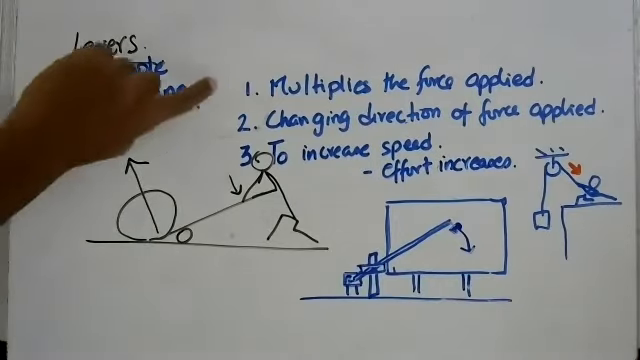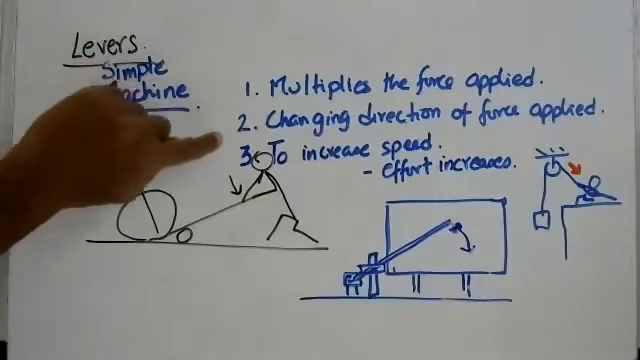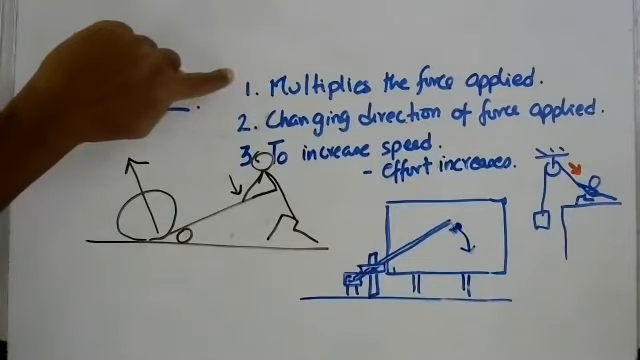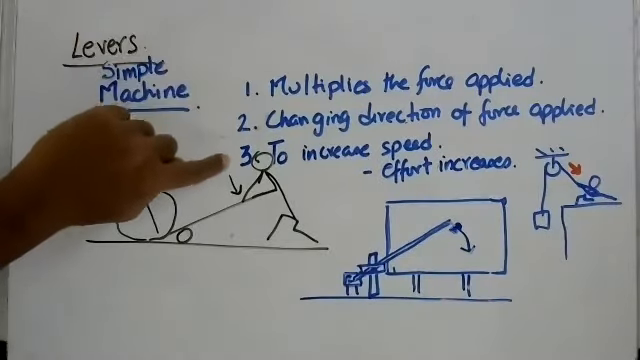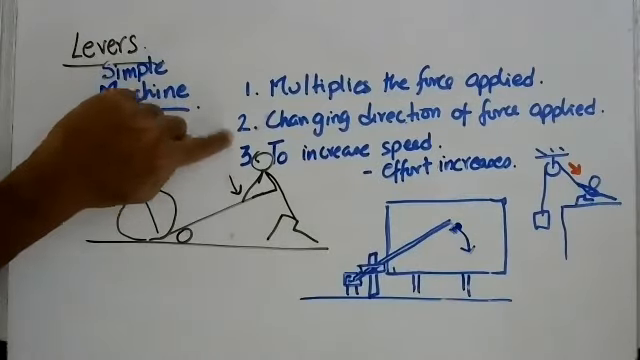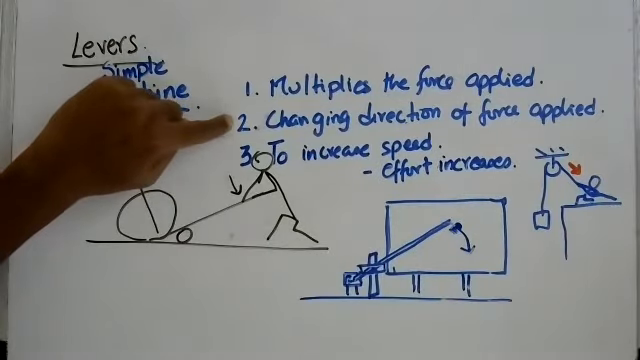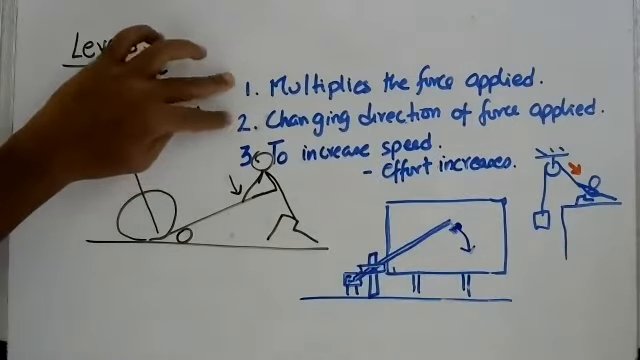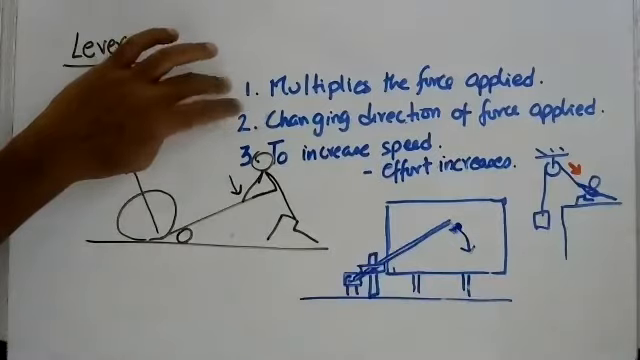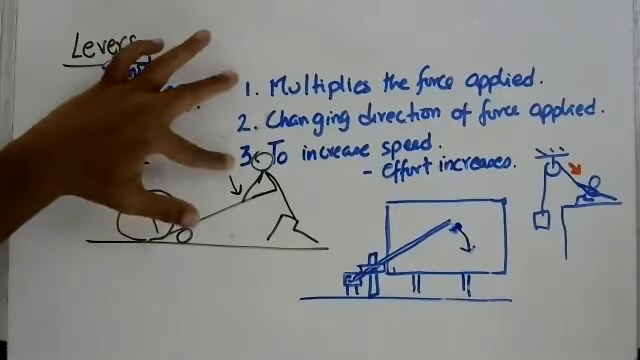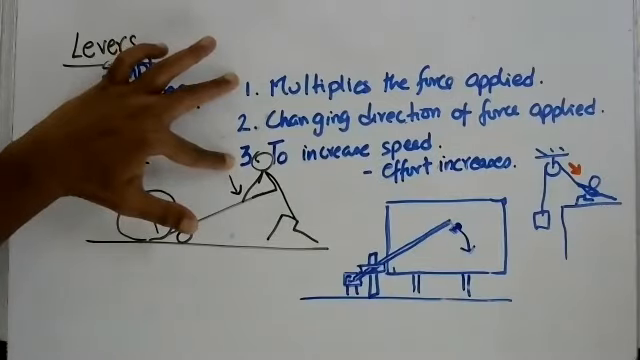Mind you, no machine can do all of these things together. If you multiply the force applied, then you cannot increase the speed. It will necessarily become slow. Changing the direction of the force may be possible together with either of the others, but multiplying the force and increasing the speed cannot happen together.